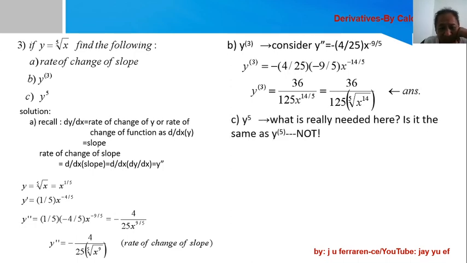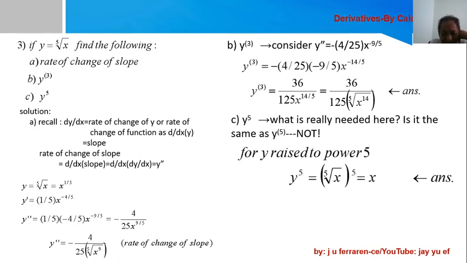Now, in letter C, what is really needed here? Is it the same as this one? Actually not. Because this means only an ordinary power. Now, what is needed is, okay, y to the 5th power. So, I must also raise this to the 5th power. And equivalently, this is x. Okay, so, this is now the required answer. So, if you are not so familiar with the notation, you might be solving correctly the 5th derivative, but it is unfortunately not needed in C.